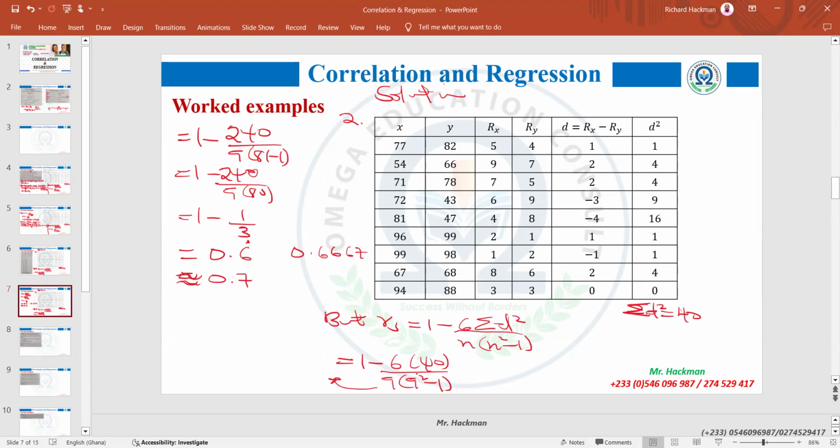So let me go back. I haven't drawn my conclusions. So I'll write therefore my R sub S is equal to 0.7. I know my original. So I'm using my original, and I would say that this implies that there is a moderately strong positive, because it gave you a positive result, correlation or relationship. Is that clear? Okay, all right, so if that's okay, then let's go and look at the next one.